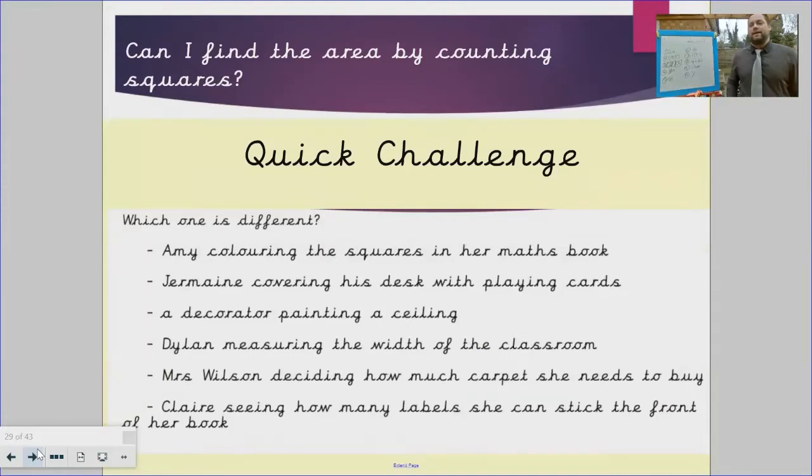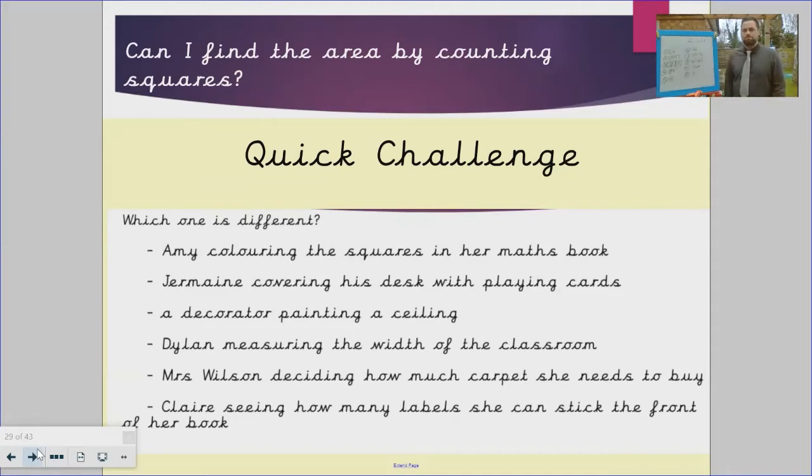But before we start that, here is a quick challenge for you. I want you to tell me which one is different. Okay, so you can pause the video here, read through these. Amy colouring the squares in her maths book, Jermaine covering his desk with playing cards, a decorator painting the ceiling, Dylan measuring the width of the classroom, Mr. Wilson deciding how much carpet she needs to buy, and Claire seeing how many labels she can stick on the front of her book. Which one is different?